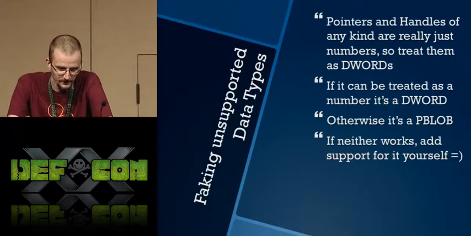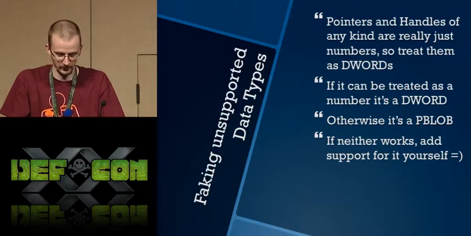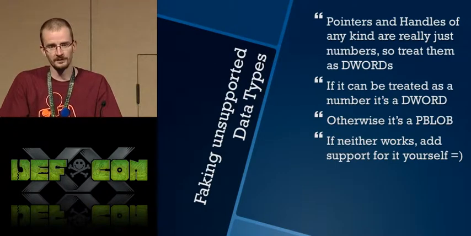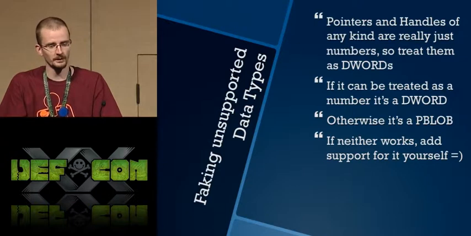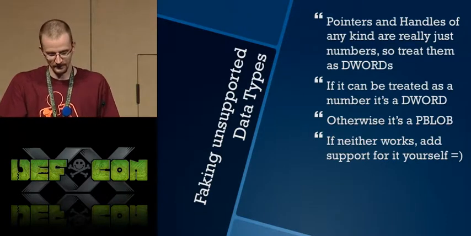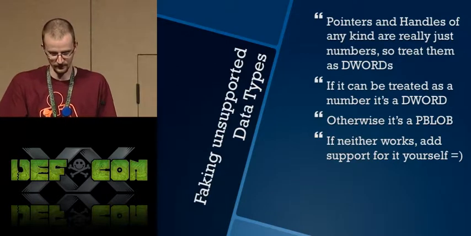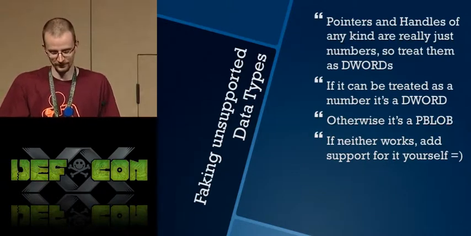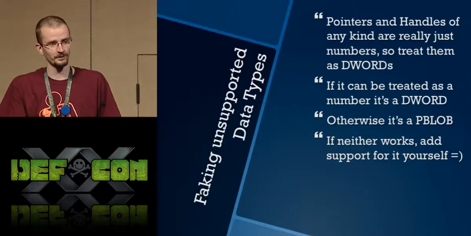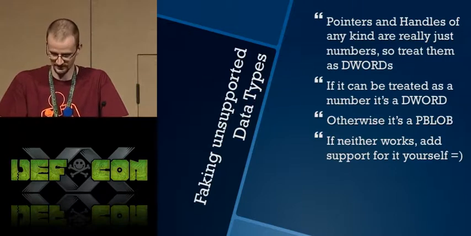So sometimes we have to kind of fake it. I made reference to this earlier with the DWORD thing. There's a lot of crazy data types that you can run into with the Windows API. A lot of custom structures. And even simple things like handles and pointers that Ruby doesn't have a concept of. So we kind of fake it. Anything that basically boils down to being a number, you just treat as a DWORD. Otherwise, it's a blob. If neither really works for your scenario, my recommendation is add support for it yourself. It seems intimidating at first, but it's actually really easy to work with this stuff.